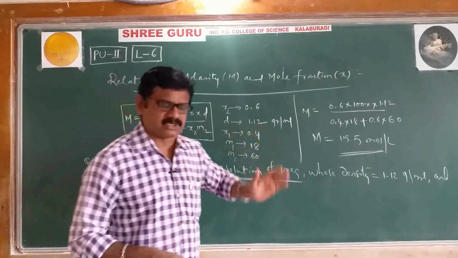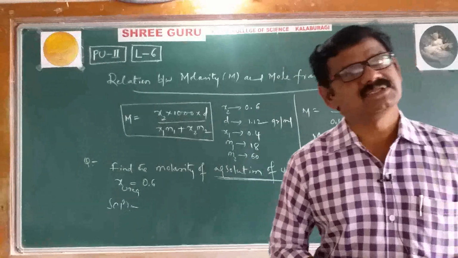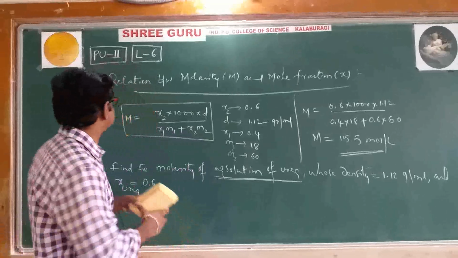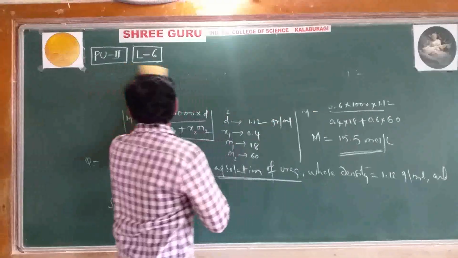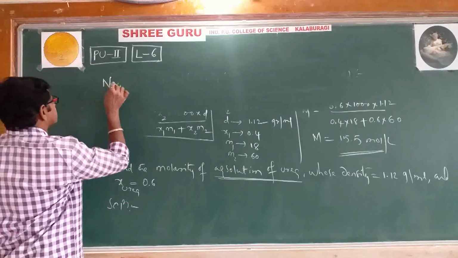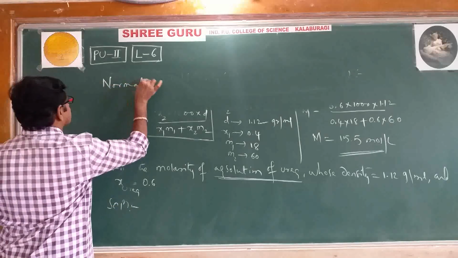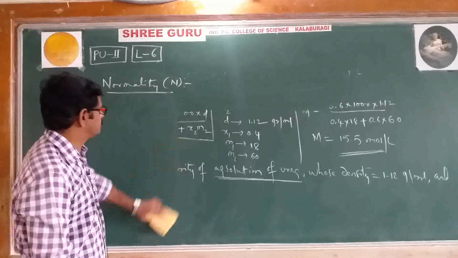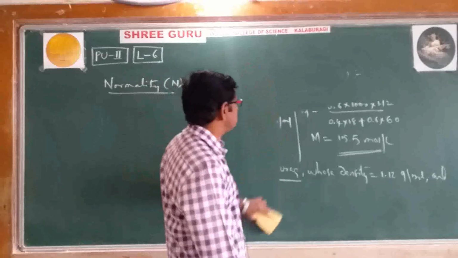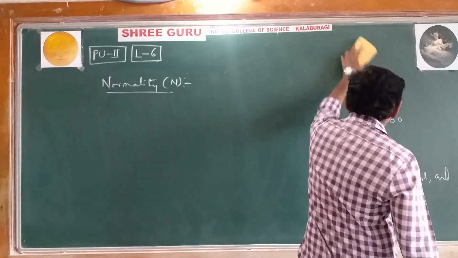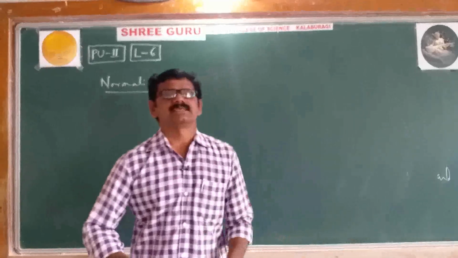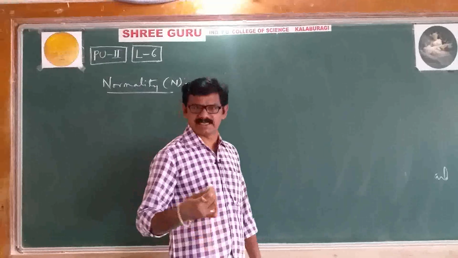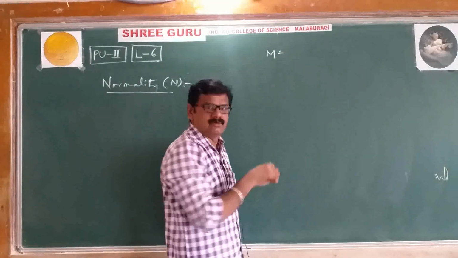Next we'll enter into our next concentration term, which is again a very important concentration term. That is the normality concentration term. Normality, which is designated with a capital N. Let's see what is normality. But before we discuss normality, we'll recall molarity, because some similarity is there between them. What is molarity?